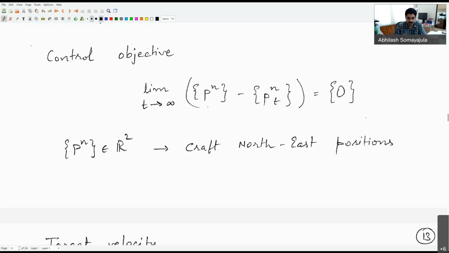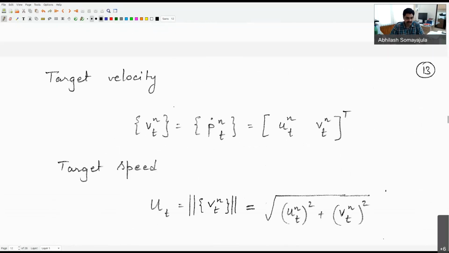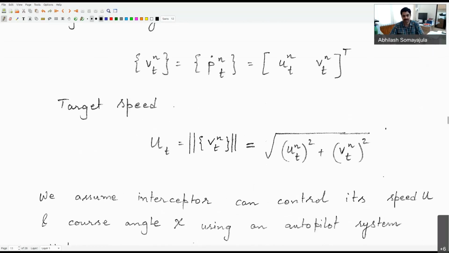So the main idea is that we want our current location, which is the position vector of my current vessel, the interceptor, and this is the position of the target. So I want the position of the interceptor to be equal to the position of the target as time tends to infinity. That is my control objective. Then we define these quantities, target velocities and target speed.